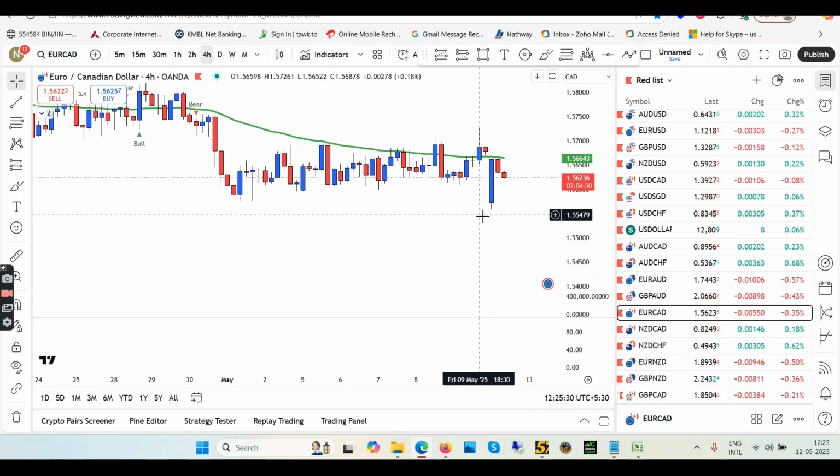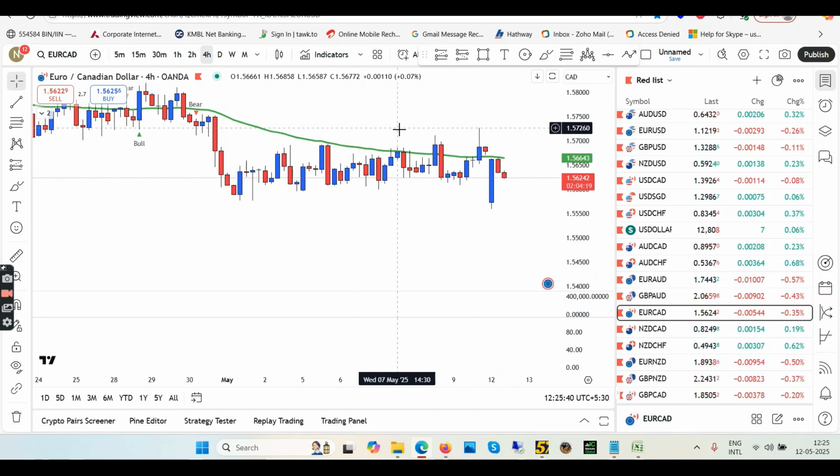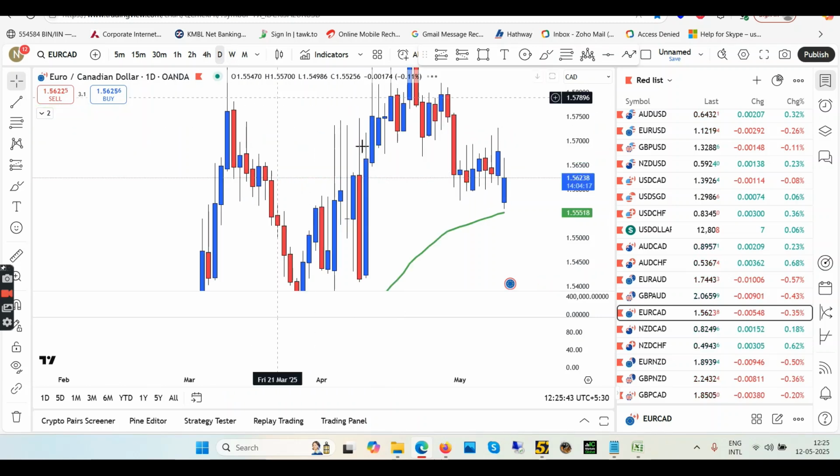Right, so we are recording the video at a different time, you are watching the video at a different time, and we enter live trades at a different time. But for now, you can look for shorts in EuroCAD after each pullback because the trend is down.